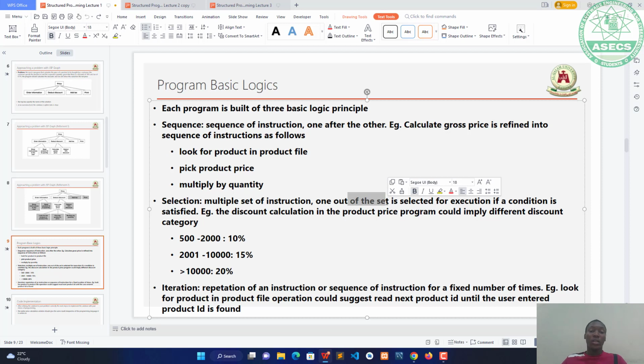That's selection. The last one is iteration. This iteration is the same thing as the loop you know in programming: the while loop, the for loop, the do-while loop and the for each loop.